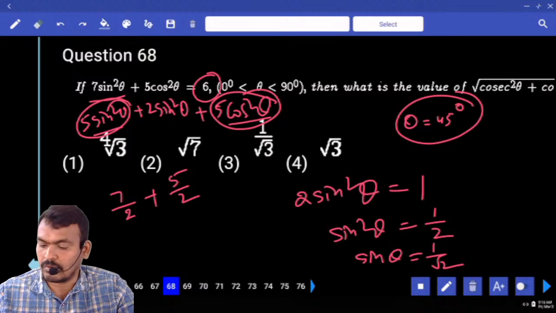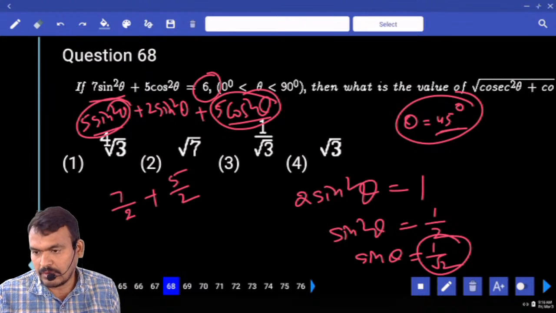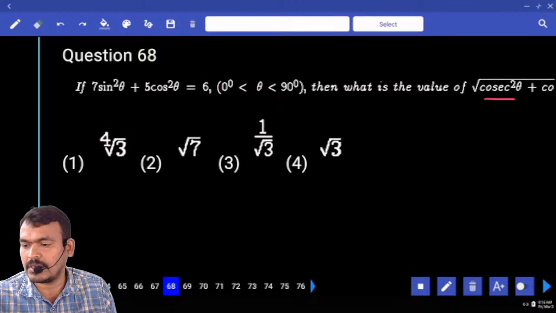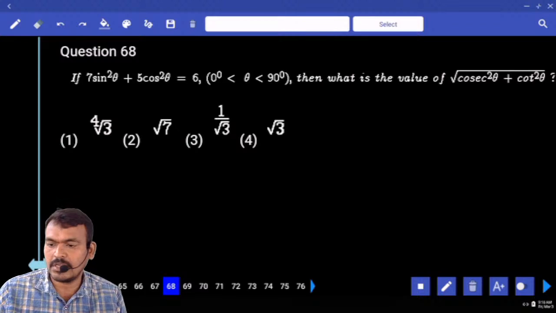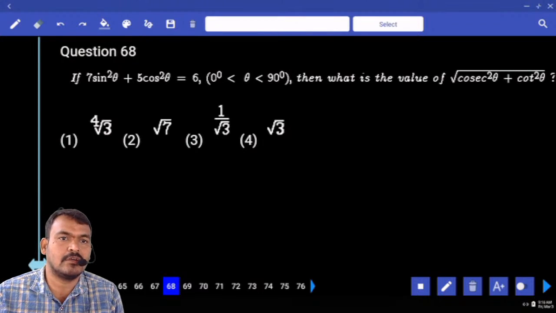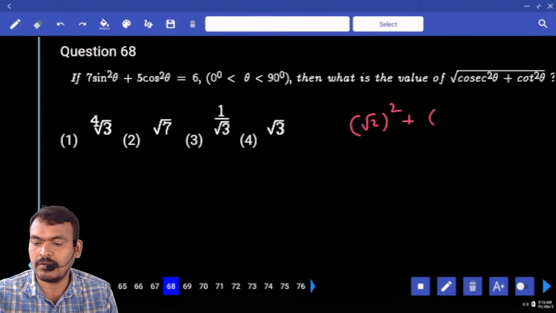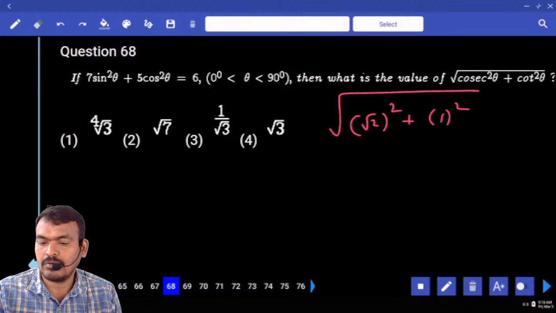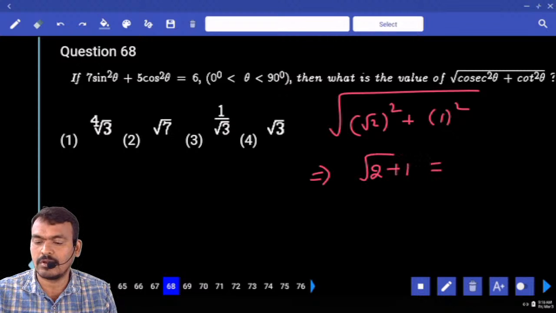1 by root 2 means theta is 45. What is the question here? Cosecant square theta plus cot square theta. Cosecant theta is the reverse of sin 45, which is root 2, squared, plus cot 45 squared, which is 1 squared. So 2 plus 1, total is 3.